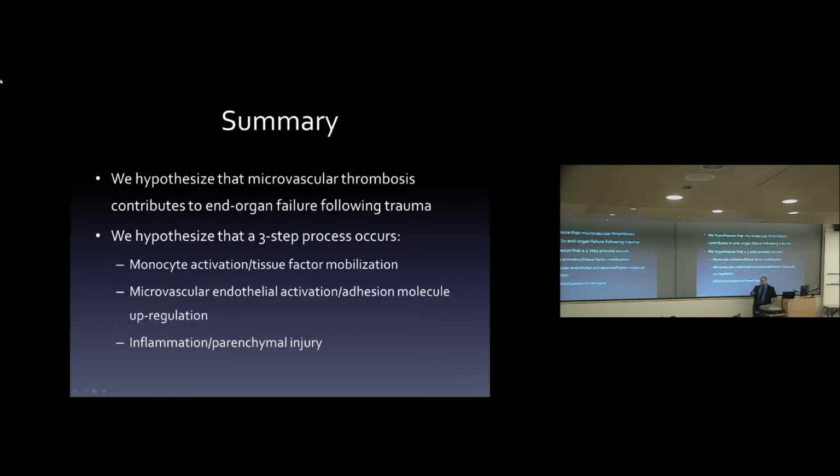There's a correlation, but you don't necessarily know what is the inciting factor. And it could be either way. It could be both, and both probably can work together to make sort of a snowball effect. So blocking the clot formation may still have a significant role. We think, and we want to investigate this being an active multi-step process, one with monocyte and tissue factor mobilization, and then one with subsequent activation and expression of adhesion molecules, and then this would be leading up to parenchymal injury as a result of that adjacent inflammation in the vasculature.